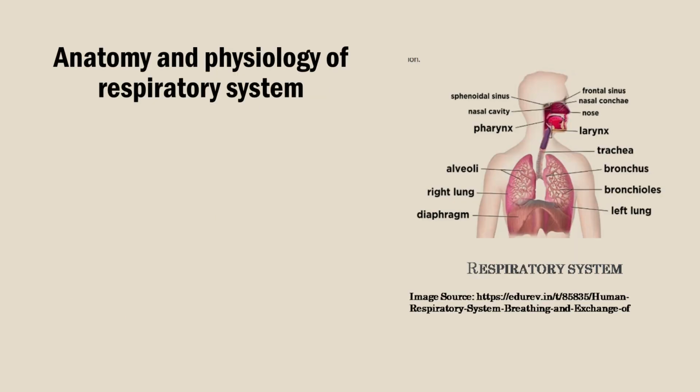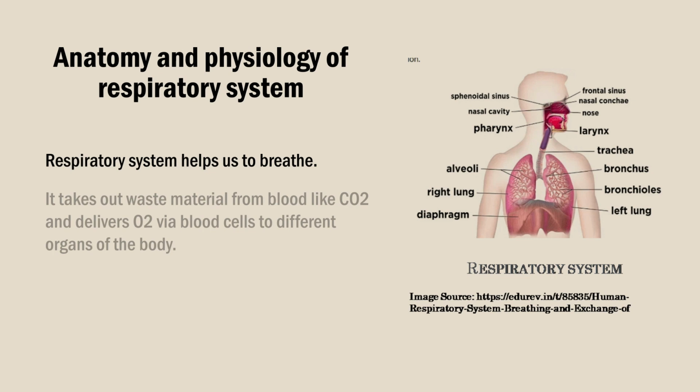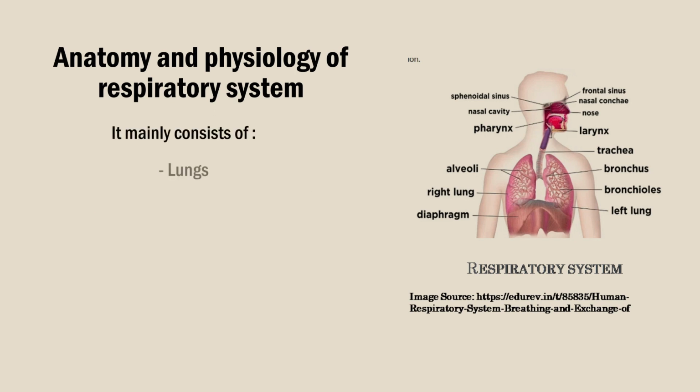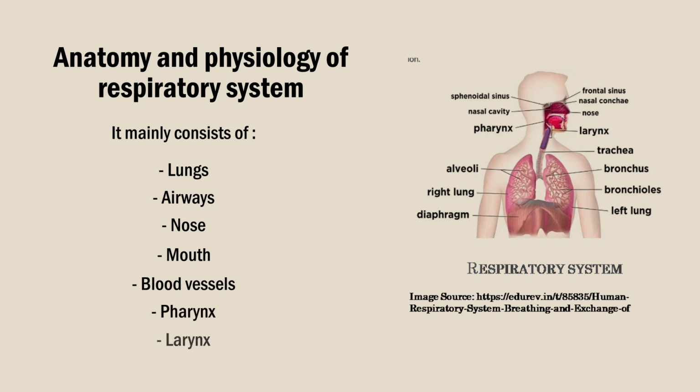In this section, we will study the anatomy and physiology of the respiratory system. The respiratory system helps us to breathe. It takes out waste material from blood like carbon dioxide and delivers oxygen via blood cells to different organs of the body. It mainly consists of lungs, airways, nose, mouth, blood vessels, pharynx, larynx, and trachea.